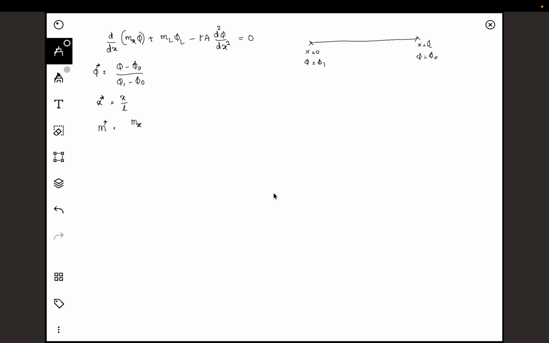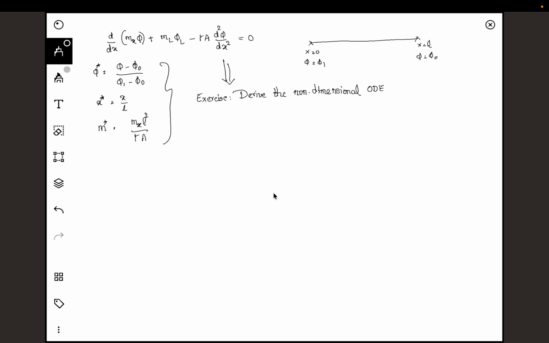mx times L square by gamma a, since mx and gamma are of the same unit. So these are the non-dimensional variables. Use these non-dimensional variables, substitute in this governing equation and get a non-dimensional equation. I'll leave that as an exercise. That would be the first step.